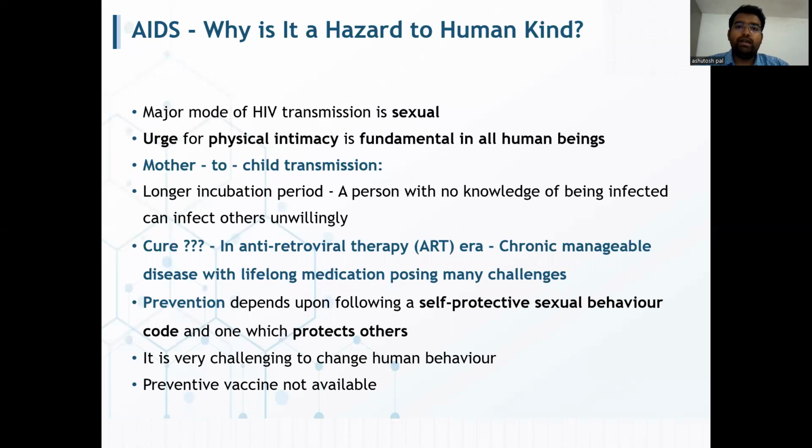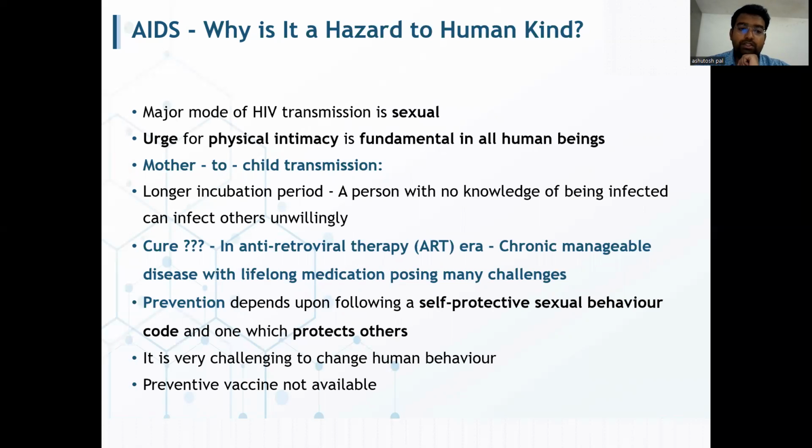Why is it a hazard to humankind? First of all, the major mode of transmission is sexual. Sexual urge or physical intimacy is fundamental in all human beings. Mother to child transmissions also take place. There is a long incubation period. People with no knowledge of being infected can infect others unwillingly.